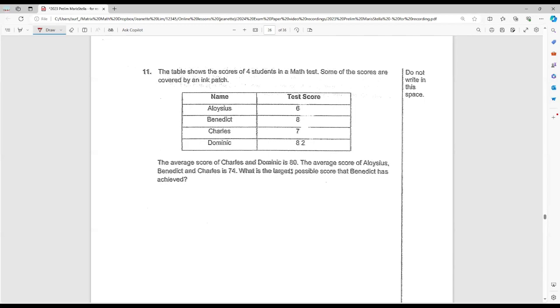Okay, so since they gave us average, let's find the total of C and D. So 80 times 2. They also gave us the average of A, B, and C. So we'll find the total, 74 times 3, which is 222. Now we actually know the score of Dominic, so we can minus this off from 160, and we end up with C.